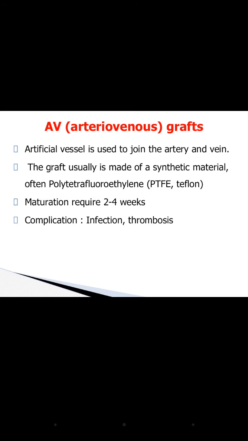Now, graft. In the fistula, we were using the original blood vessel, right? But in case there is no availability of this original blood vessel, we will use an artificial vessel. So if you are using the artificial vessel to join this artery and the vein, then it is the AV graft. The graft is usually made of a synthetic material called PTFE, polytetrafluoroethylene, which is also known as Teflon. And basically the AV graft requires less time than the AV fistula. AV fistula requires 6 weeks to a month, but graft requires just 2 to 4 weeks.